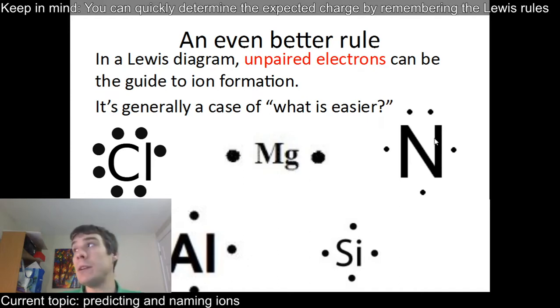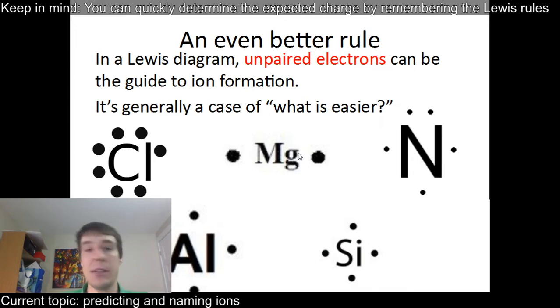And so an unpaired electron doesn't have a buddy. Electrons that are paired don't want to bond. Electrons that are unpaired do want to bond. So nitrogen has these 3 unpaired electrons. That means there's room for 3 electrons to join them. 1, 2, 3. So it'll make a charge of -3. It wants to pull in 3 electrons from somewhere else.